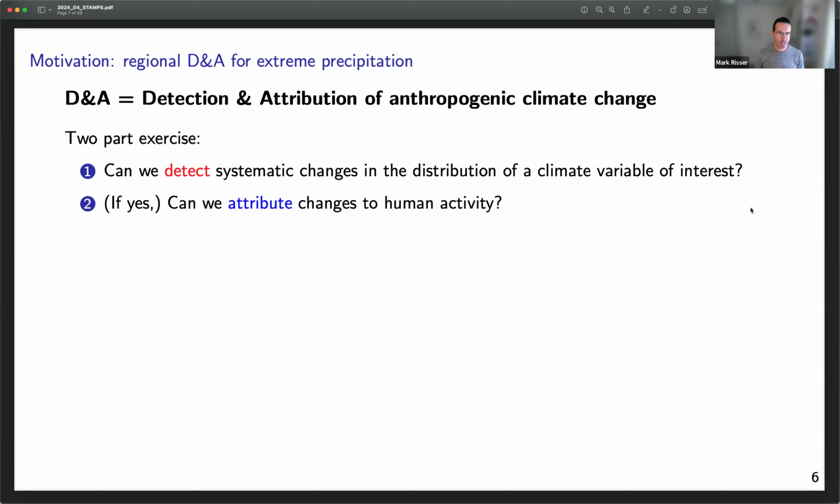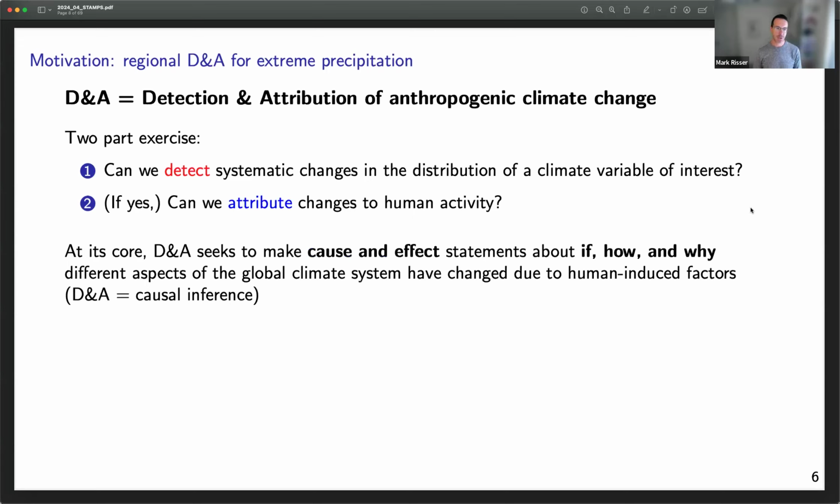First, detection and attribution of anthropogenic climate change, or simply D&A. As the name implies, this is a two-part exercise where, for a given climate variable of interest, whether temperature, precipitation, surface pressure, whatever, the first thing you do is try to see if you can detect some systematic change in its distribution. Usually this is a change over time, but it could be more general than that. The second part, assuming you have been able to detect a systematic change, is that you try to attribute that change to a specific human activity. So it's playing the cause and effect game.